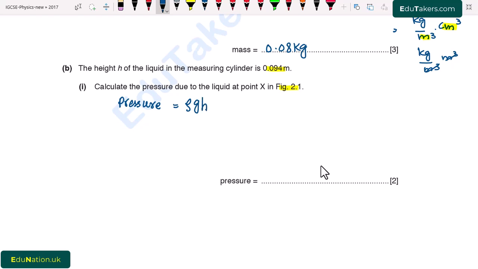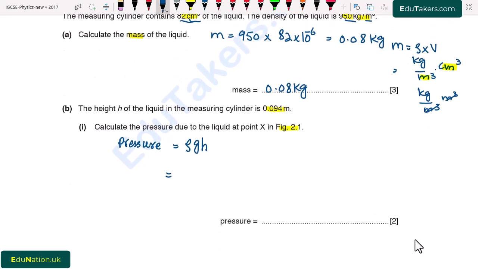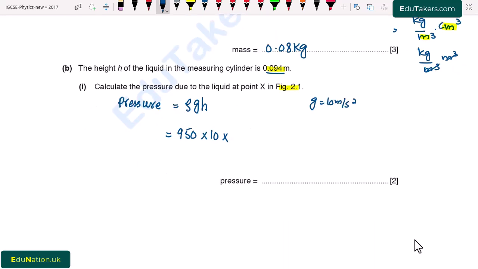So here we have to find out pressure where the density is given, which is 950. So I write here 950 multiplied by the value of g, which is 10 meter per second square. So here will be 10. Height is given, which is 0.094 meter. So the value of pressure comes to be 893 Pascal. The unit of pressure is Pascal. So I write here pressure is equal to 893 Pascal. Moving towards the next part.